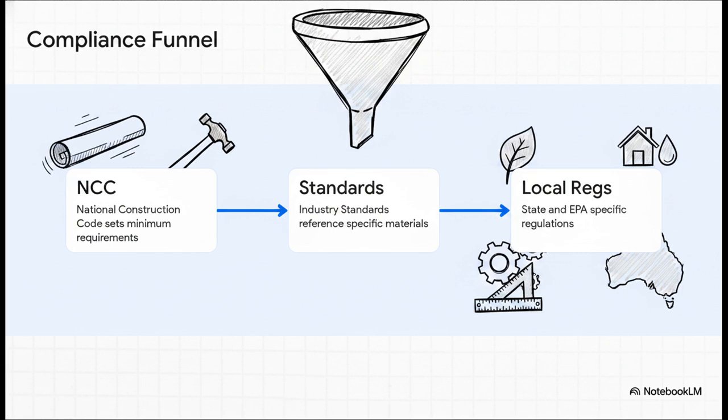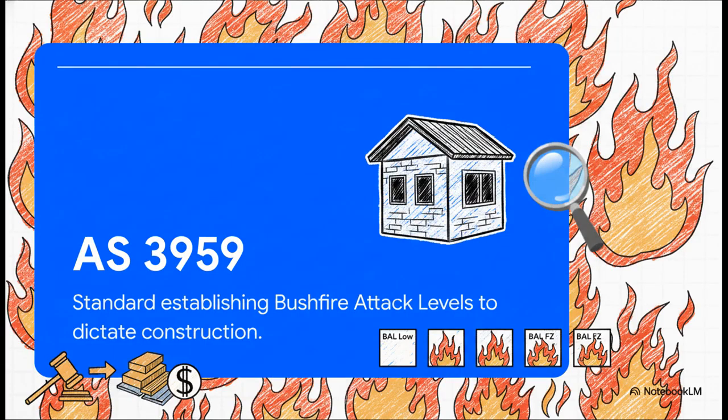Right at the very top, you have the National Construction Code, or NCC. That's your broad statutory reference for minimum technical requirements across Australia. From there, the NCC funnels you down towards specific industry standards. And then finally, at the local level, you hit state and territory-specific regulations, which include some pretty strict environmental protections. Let's zoom in on those industry standards for a second. A really perfect example is AS 3959. This establishes the bushfire attack levels, or BAL. It categorizes the risks all the way from BAL-LOW up to BAL-FZ, which stands for flame zone.